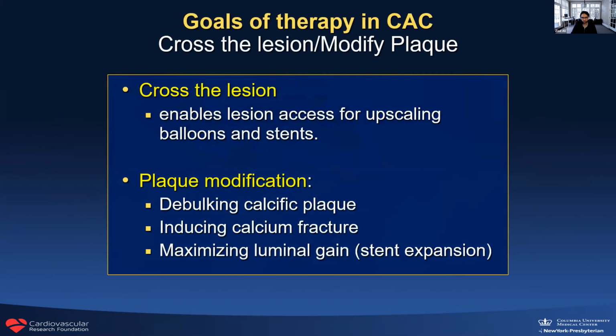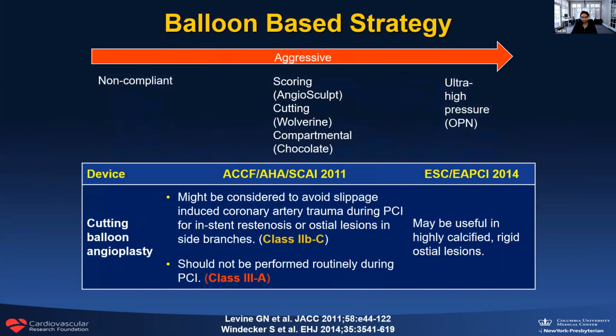So let's next talk about treatment. There's two goals of treatment for calcium. One is to allow you to actually cross the lesion, and that enables lesion access for upscaling balloons and stents. The second is plaque modification, debulking calcific plaque, inducing calcium fracture, and maximizing the luminal gain.